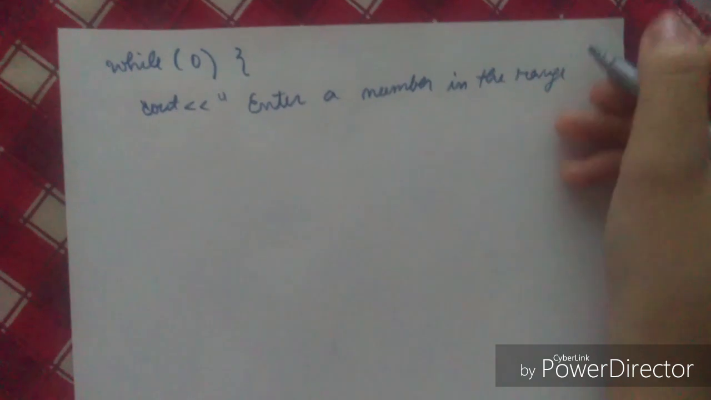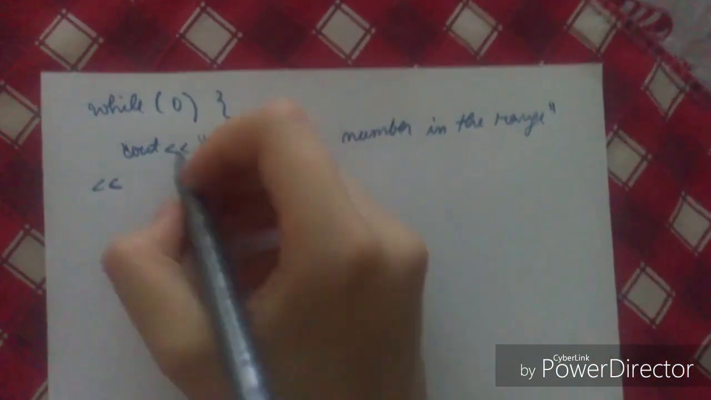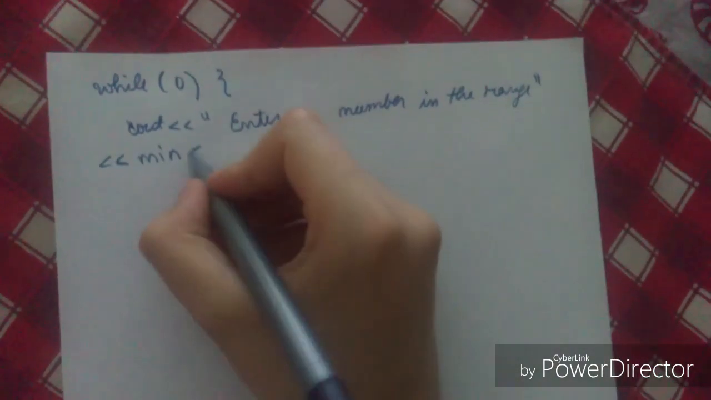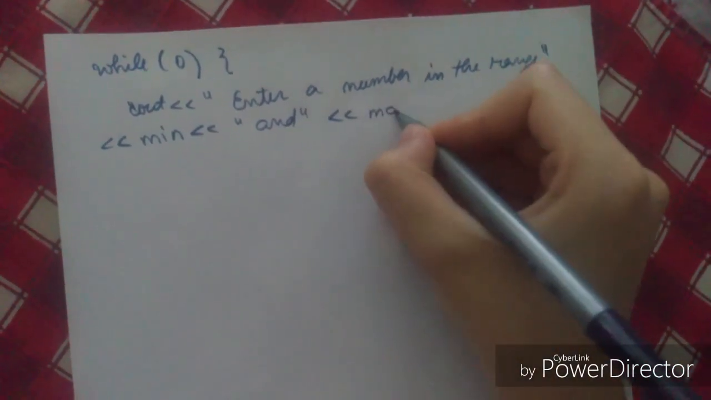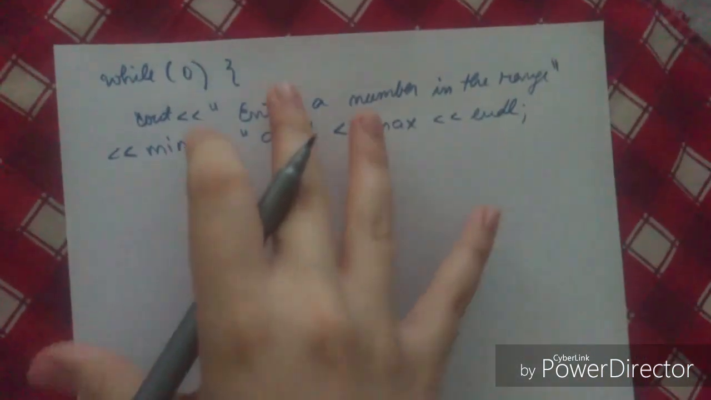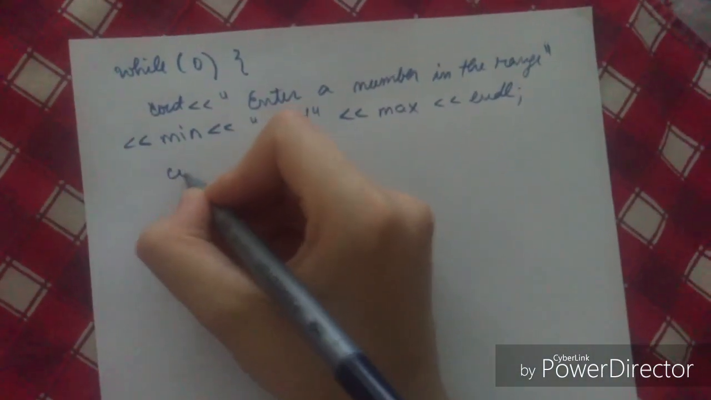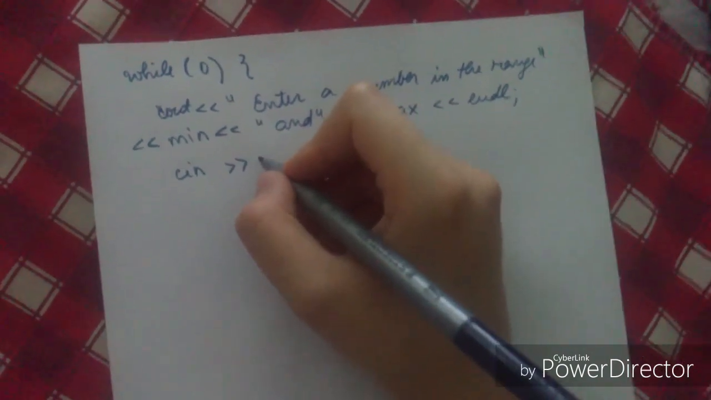Now you can customize this however you want. I'm going to do it this way, and I'm going to actually tell the user what the range is, so min and max. But you can just tell them enter the number within the range, because since they are the ones who input the range, they should be able to tell what the range is. And then we're just going to take in the input, which is going to be the mynum variable that we just created earlier.